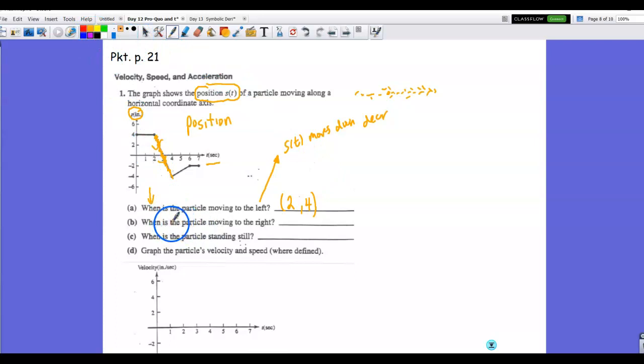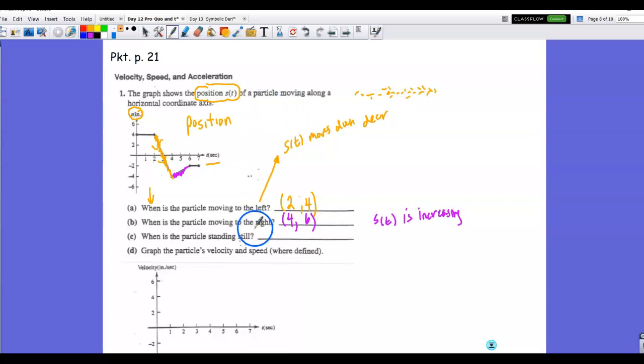Question B. When, okay, so we're looking for time again, is the particle moving to the right? The particle moves to the right when the position function is increasing. So I'm looking for all increasing intervals, and the position is increasing on this interval right here. From 6 to 7, the particle is constant again. So the particle is moving to the right on the interval from 4 to 6. And again, those intermediate values are going to be open intervals.